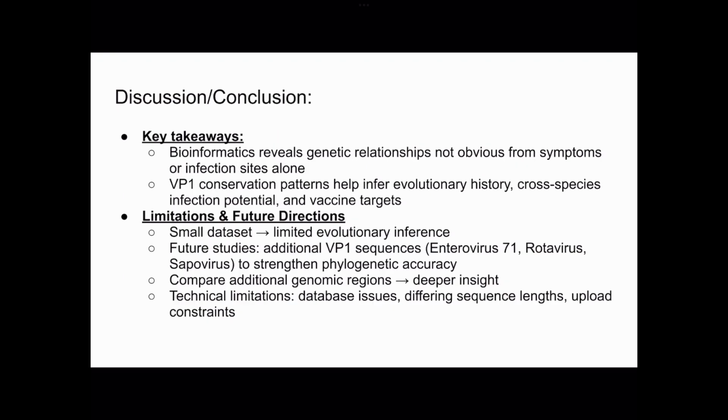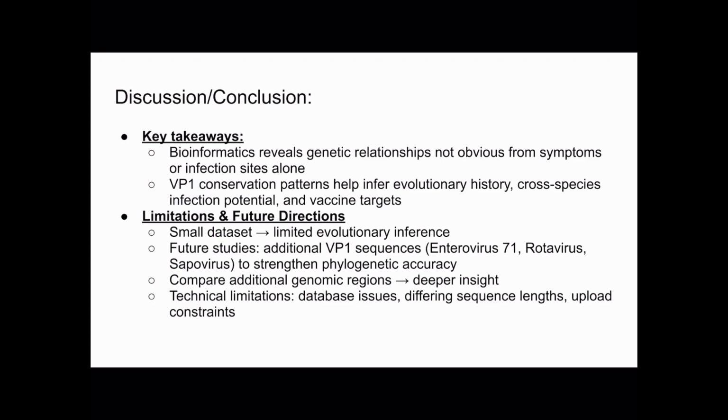Overall, these findings highlight how bioinformatics tools can reveal genetic relationships that aren't obvious from symptoms or tissue tropism alone. Through these tools, VP1 conservation patterns allow us to predict evolutionary history, potential cross-species infection, and guide vaccine development.